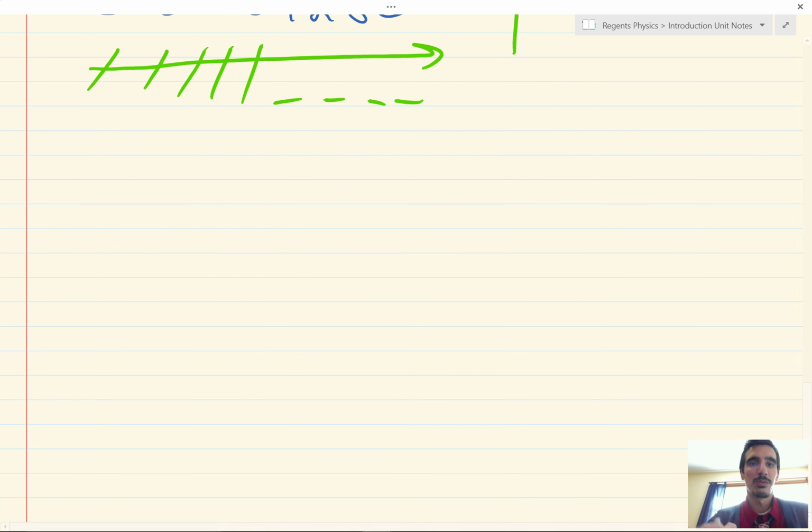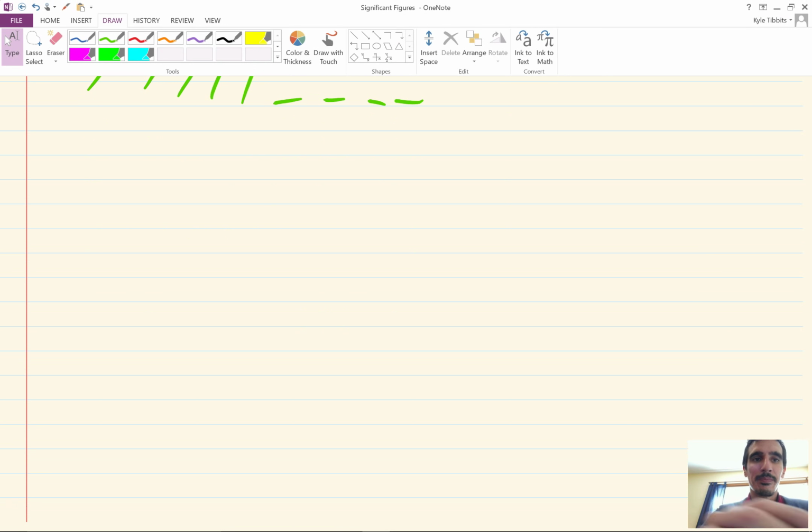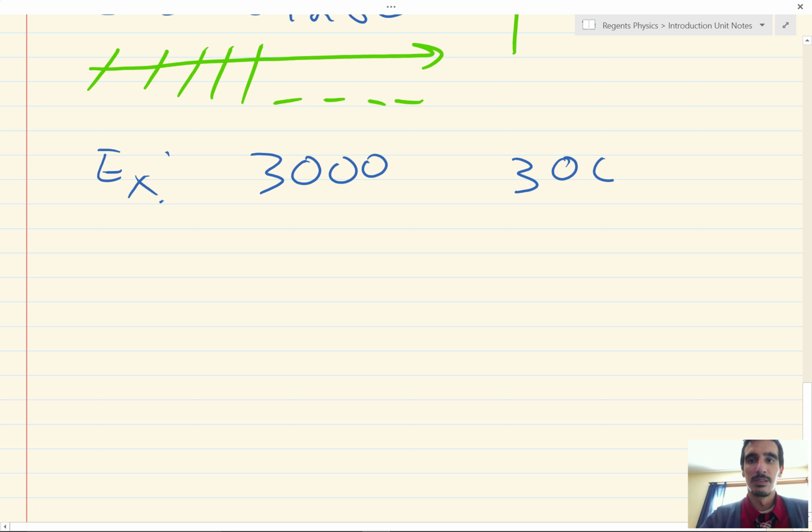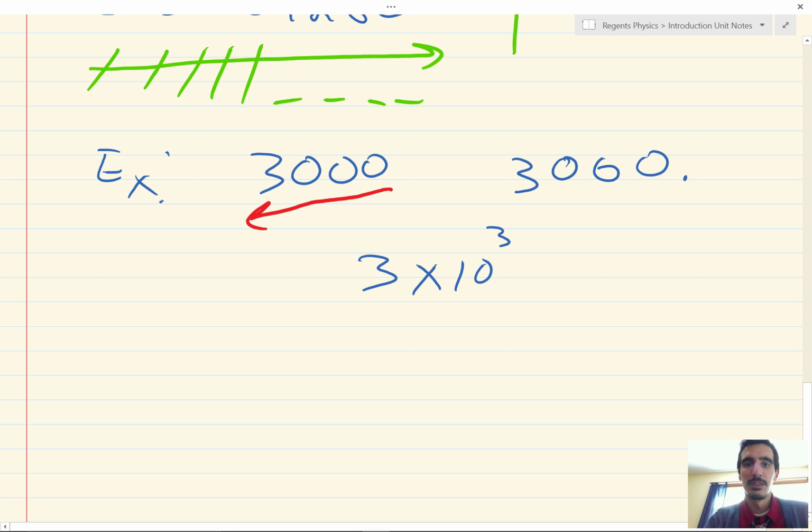Why don't you try these 3 on your own. We've got 3,000, 3,000 with a decimal point after it, and 3 times 10 to the 3. So try those on your own. For the first one, the decimal is absent, so we're counting right to left. First non-zero number, zeros don't count, so we start at the 3. 1 sig fig.